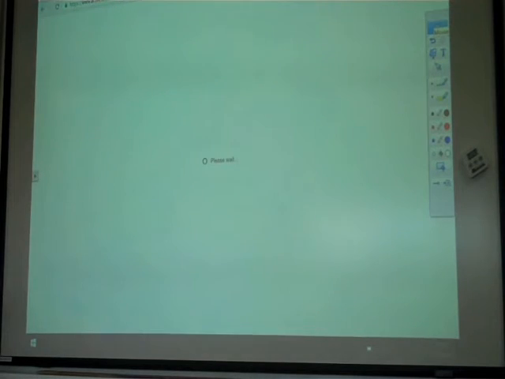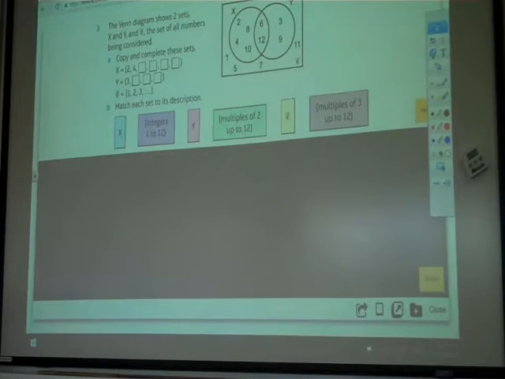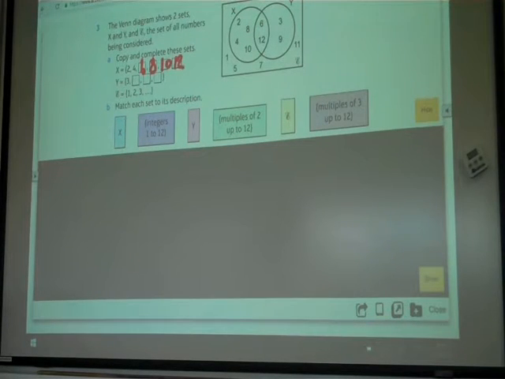Let's have a look at an actual question then. So here on question 3, the Venn diagram shows two sets, X and Y, and E is the set of all of the numbers being considered. So copy and complete these sets. So which numbers are in the set X? 2, 4, 6, 8, 10 and 12. Are you all happy with that? What about Y?